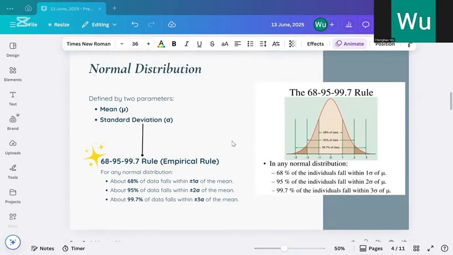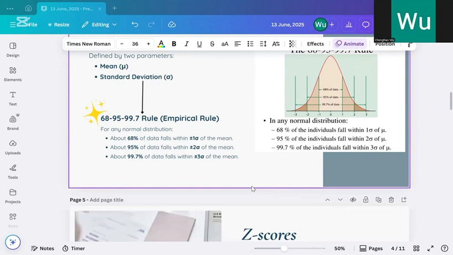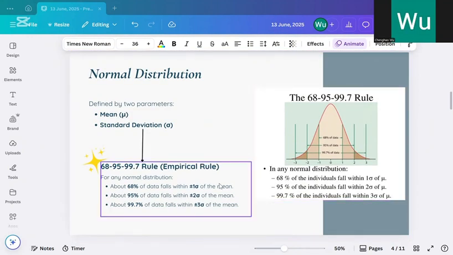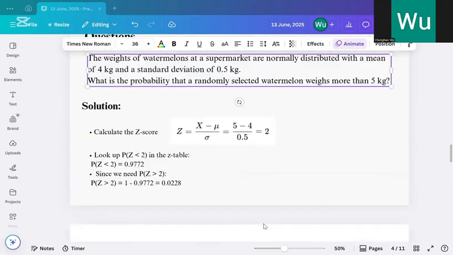And it follows the empirical rule, which means that about 68% of data falls within plus or minus one standard deviation of the mean. About 95% of data falls within positive or negative two standard deviations of the mean. About 99.7% of data falls within positive or negative three standard deviations of the mean. The picture on the right shows the detailed distribution, and it is really direct and clear.